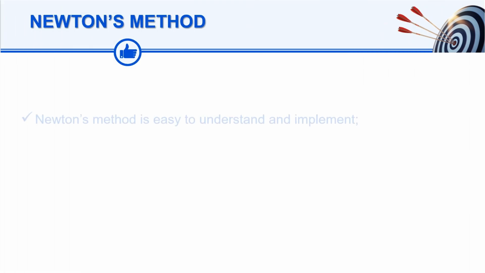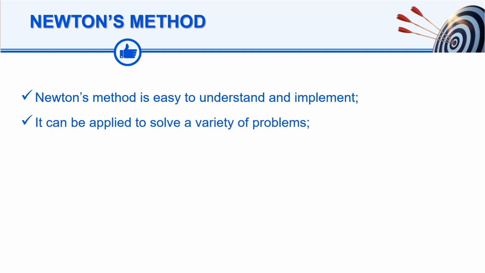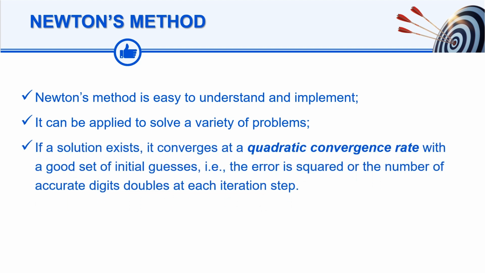The advantages of Newton's method are: Newton's method is easy to understand and implement. It can be applied to solve a variety of problems. If a solution exists, it converges at a quadratic convergence rate with a good set of initial guesses, i.e., the error is squared or the number of accurate digits doubles at each iteration step.